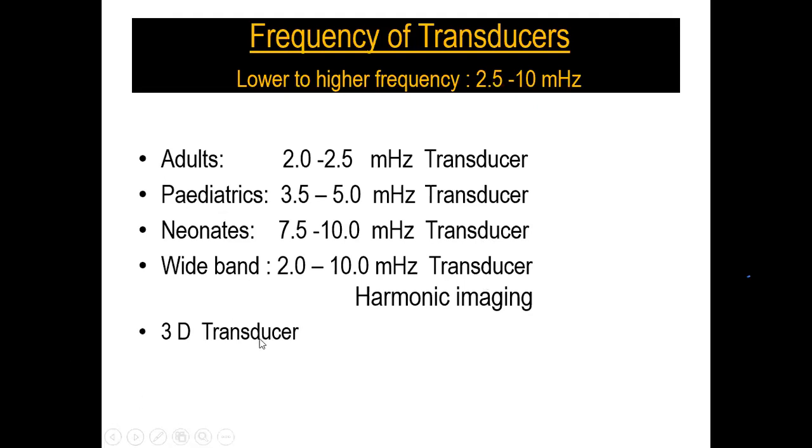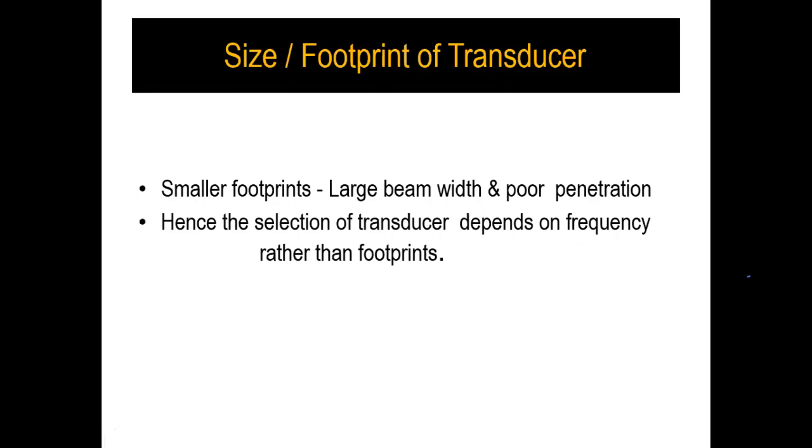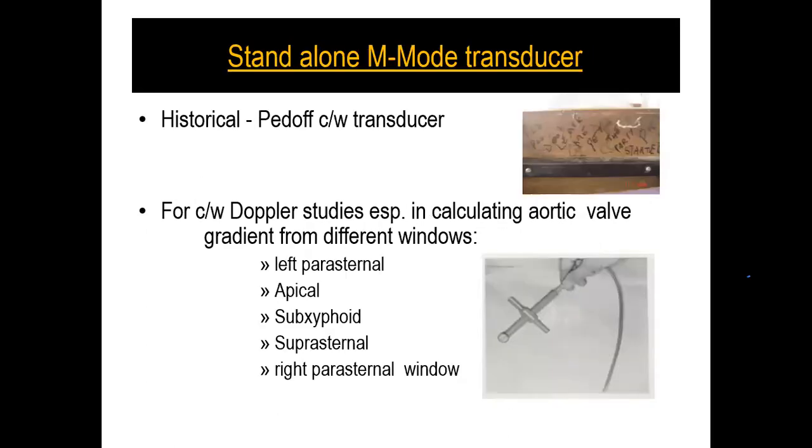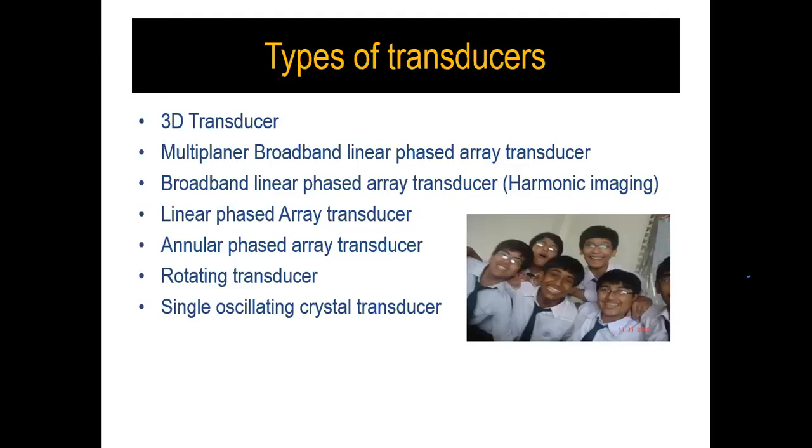Lastly come 3D transducers. Then come footprints. Many of you must have seen we are using a large abdominal transducer for echocardiography. The footprint is very big. It cannot insinuate in between the intercostal spaces. So we need to have a footprint which is able to insinuate in between the intercostal spaces. The footprint is pretty small for pediatric population, reasonable for adult population, but not as big as the abdominal transducer.